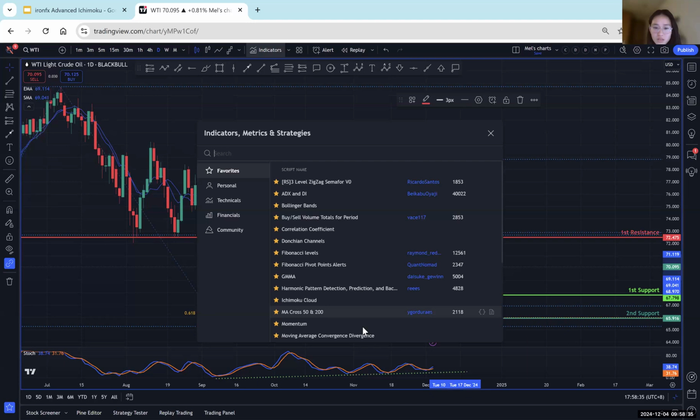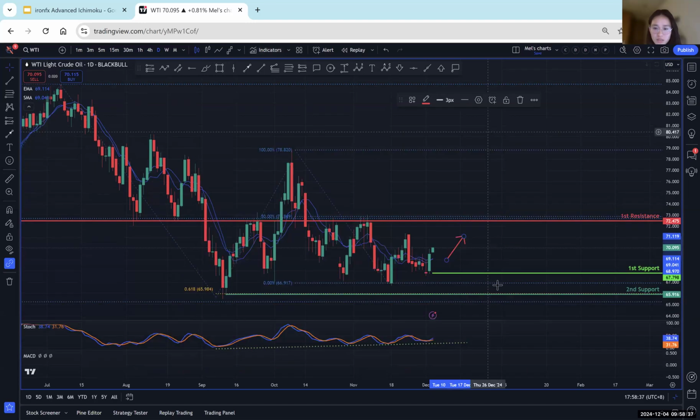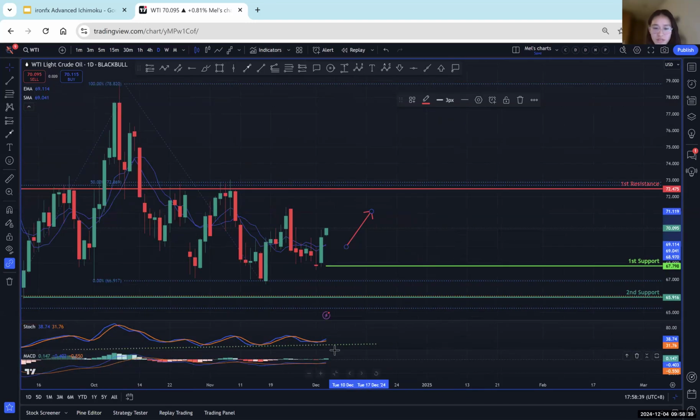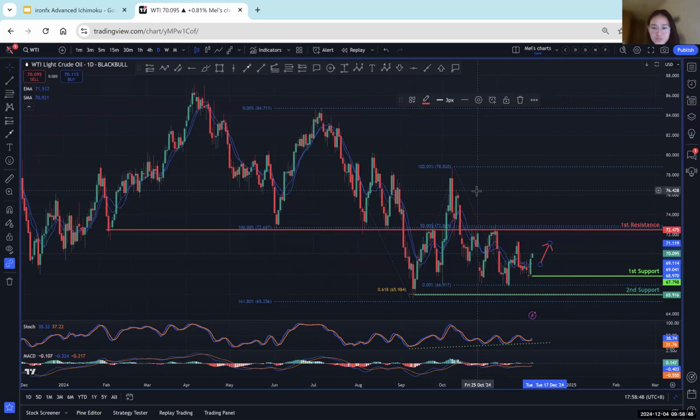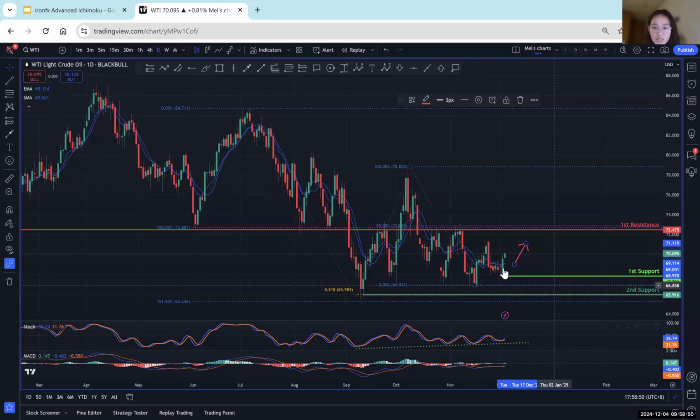SAR as well. Let's look at MACD again. Okay, I guess it is giving us a bit of a bullish signal, so I'll keep that for now. And stochastic, you can see, is also giving us a bullish signal. Okay, so the reason why I think it's going upwards is because prices, you can see, are bouncing off our first support.